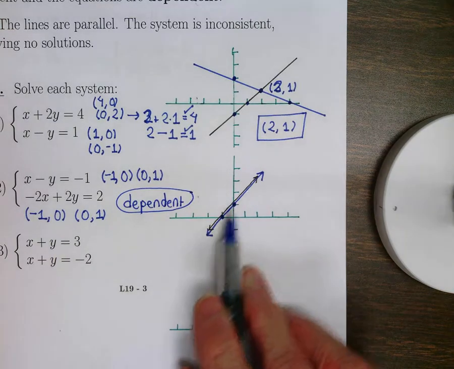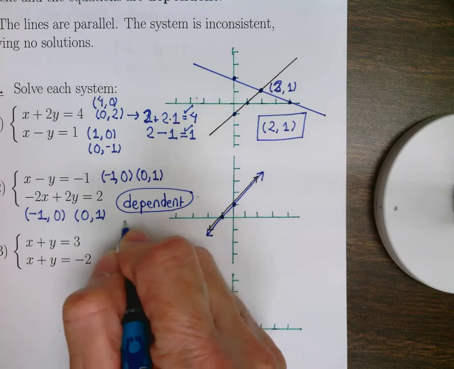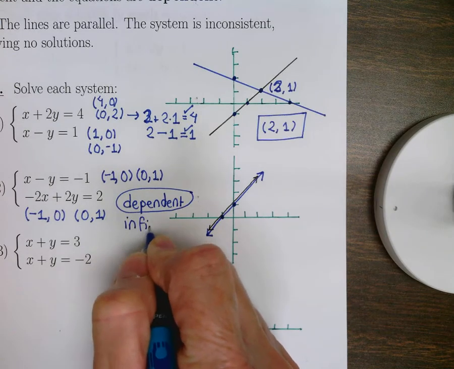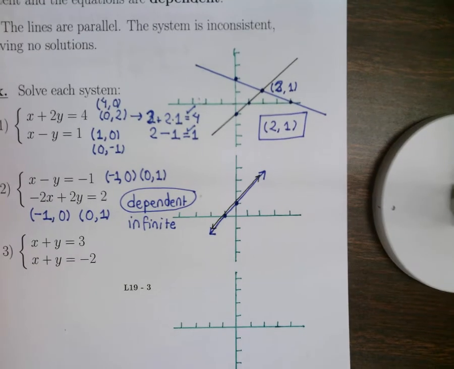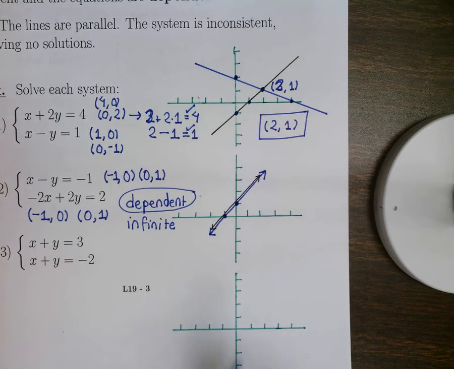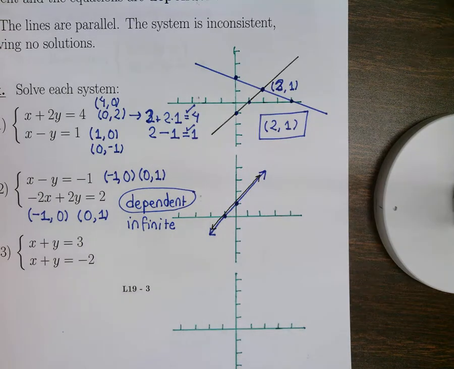And any point on the line would be a solution. Okay, so it has an infinite number of solutions. Okay, does that make sense? It is consistent because there are an infinite number of solutions, but the system is dependent. All right, what about the third?